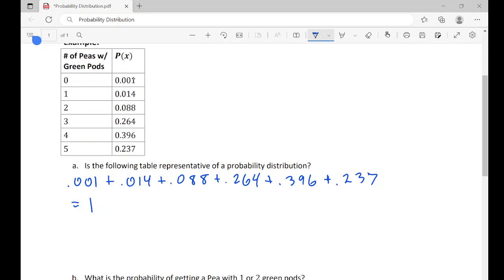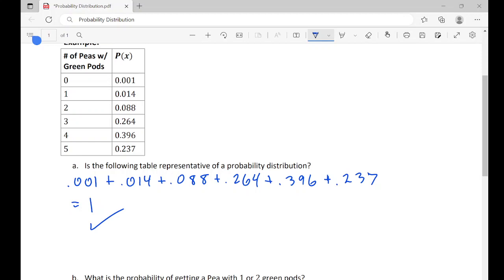And we can see that each P of x value paired with each x value here is between 0 and 1. So this is a probability distribution chart. So we are sure that this is a probability distribution table.